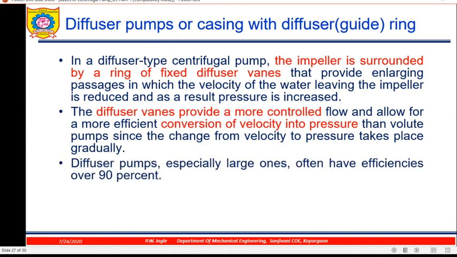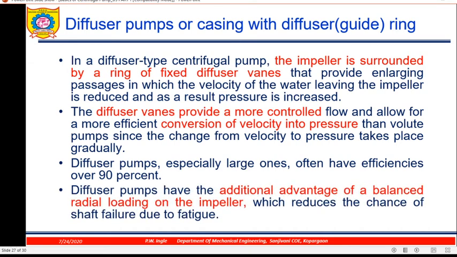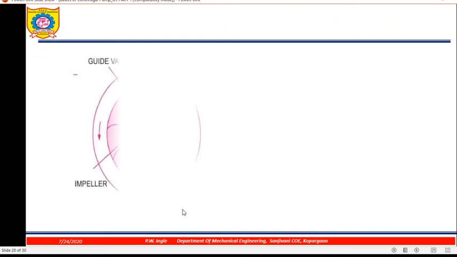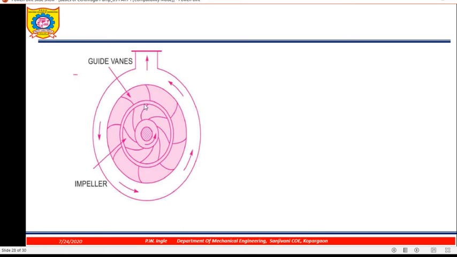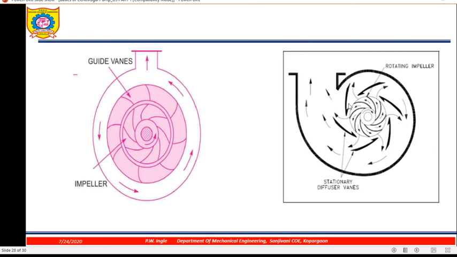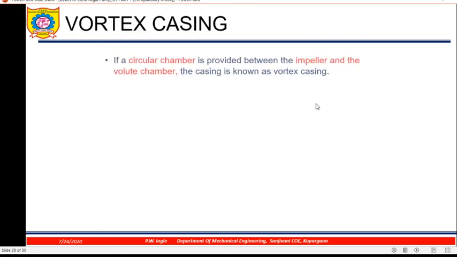Diffuser pumps, especially large ones, often have efficiencies over 90%. Diffuser pump has the additional advantage of balanced radial loading, which reduces the chance of shaft failure due to fatigue. So yes, this is the impeller, and this is the guide vane or diffuser ring, and then there is a casing. You see here, impeller, guide vane, and then casing.